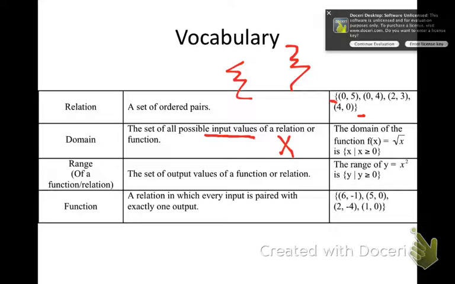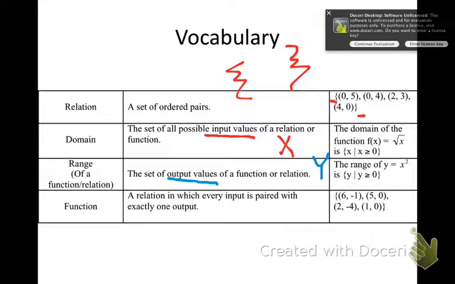Now, next one, range. Okay, range. We don't ever think of range like this; we usually think of mean, median, mode, and range. That's a different term for range. This one is range of a relation or function. It's the set of output values of a function or relation. Well, if domain is x, my range is my what values, would you say, Autumn? Domain is x, range would probably be y. Nice job. Okay, so the domain is my x values. The range are my y values.